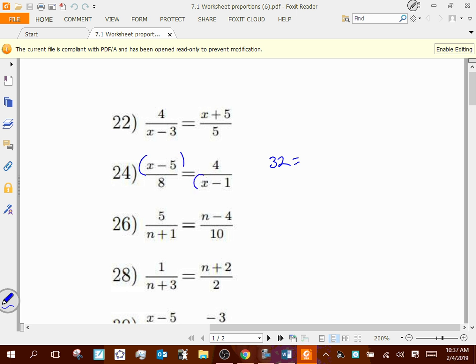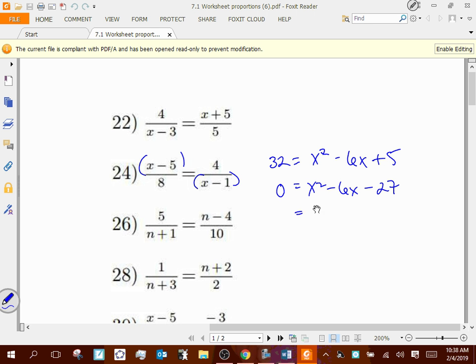Number 24, 8 times 4 is 32. Again, FOIL these two. So we get x squared, -5x, so -6x, and then plus 5. Subtract 32 from both sides. I'll get x squared minus 6x, what? Minus 27.